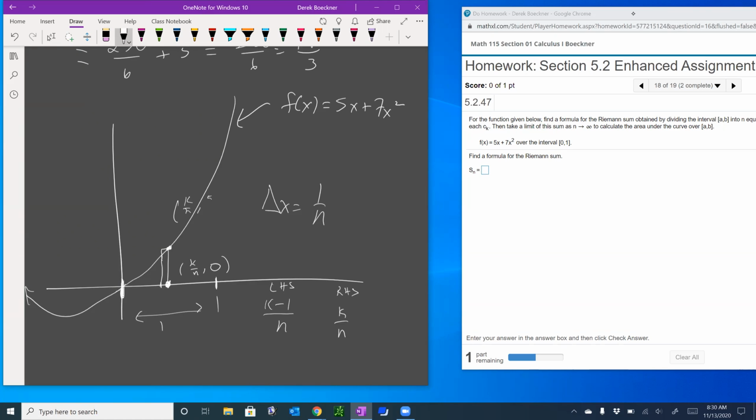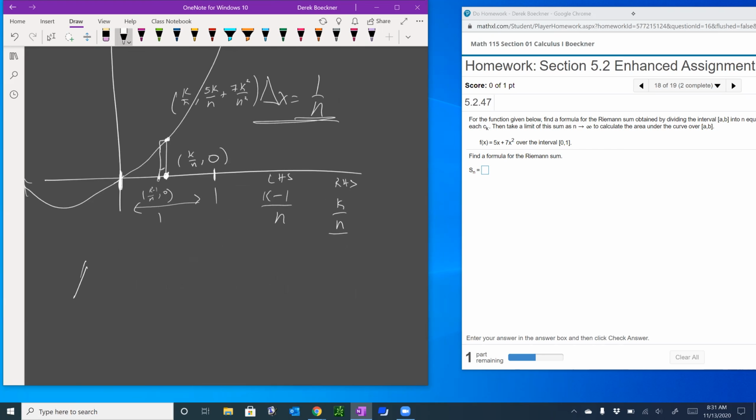So this is going to be 5k over n plus 7k squared over n squared. That's what that coordinate is. Everybody good with my rectangle? I could label this side too. This is (k minus 1) over n, comma 0, if I want to. And that would allow me to figure out exactly what that width is, but I already know what the width is because we calculated it, right? Its width is 1 over n.